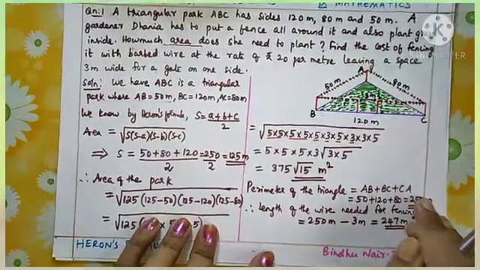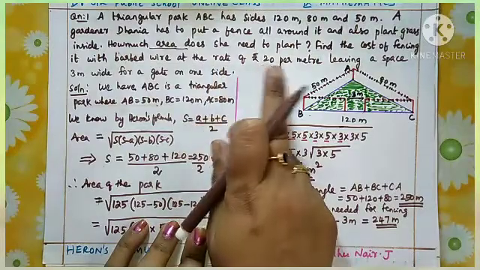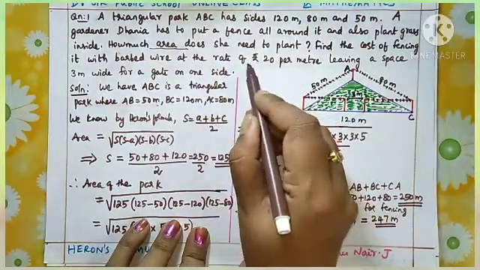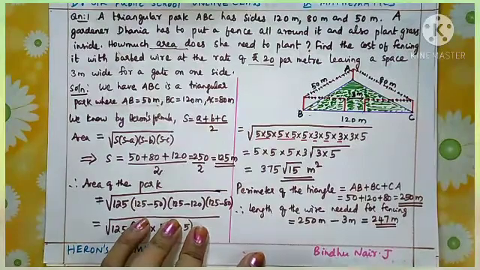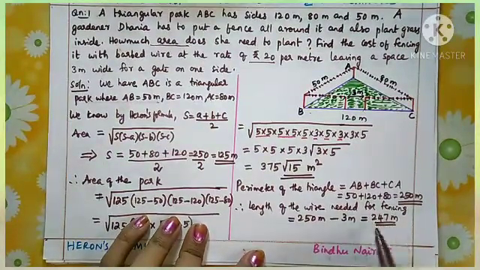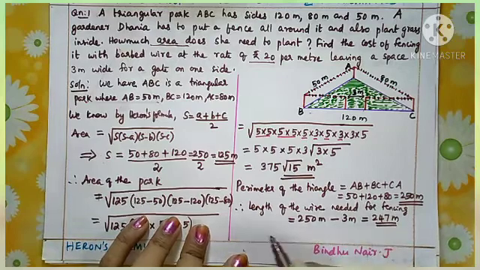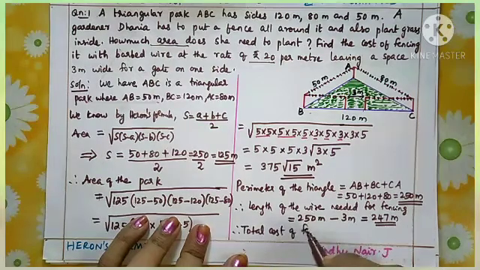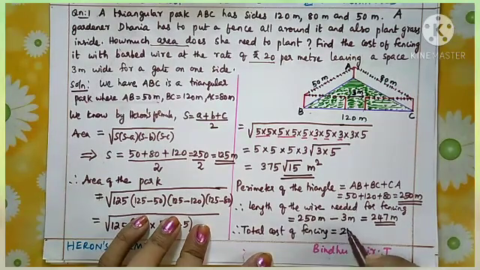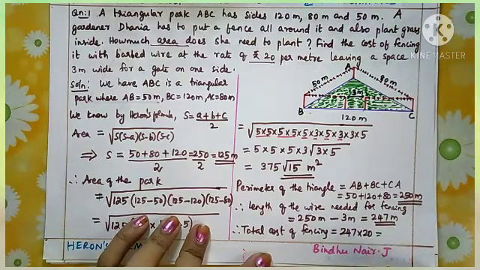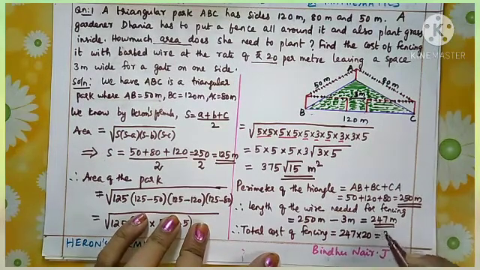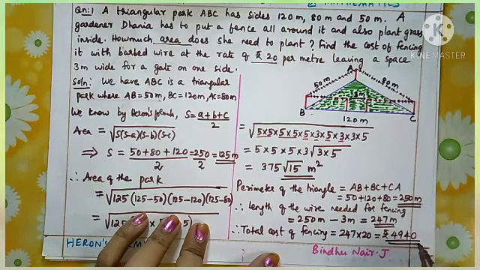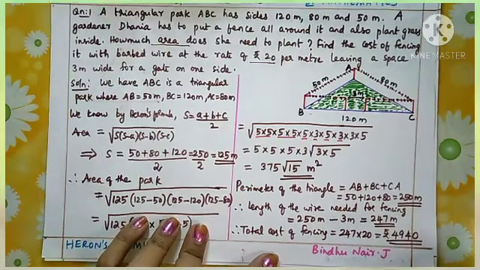Now we want to find the total cost. What is the cost of 1 meter of wire? Rupees 20. So we want to find the cost of this much wire, 247 meters of wire. Therefore total cost of fencing is equal to, multiply this 247 by 20, because 20 is the cost of 1 meter of wire, so that you will get rupees 4,940. Okay, so this is the total cost of fencing.